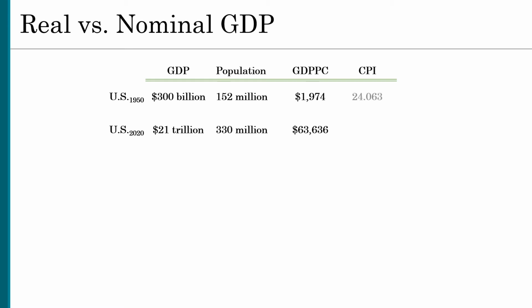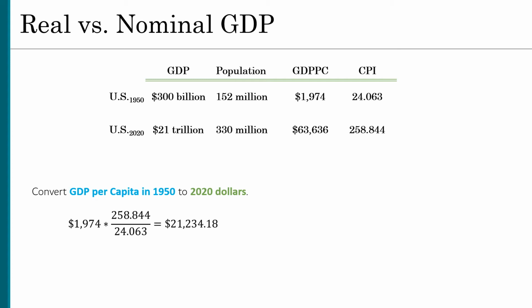In 1950, the CPI was 24.063, and in 2020, it was 258.844, which is almost 11 times bigger. What we can do is convert GDP per capita in 1950 to 2020 dollars. Essentially, we are figuring out how much all of the goods and services produced in 1950 would sell for in 2020, therefore adjusting the value for inflation.